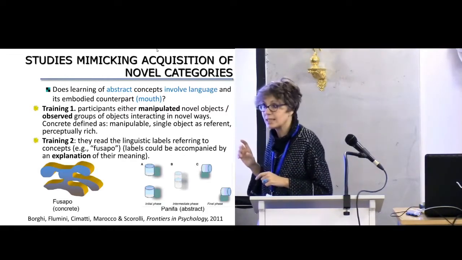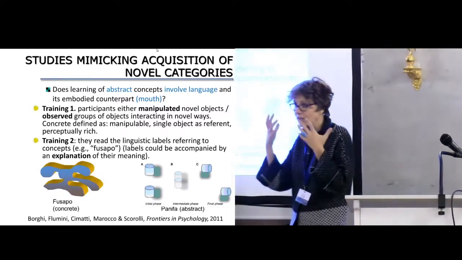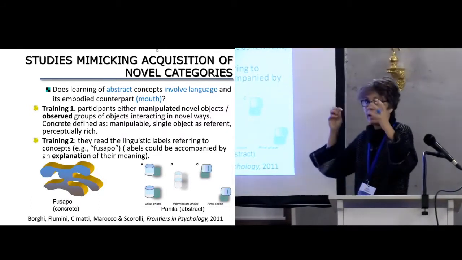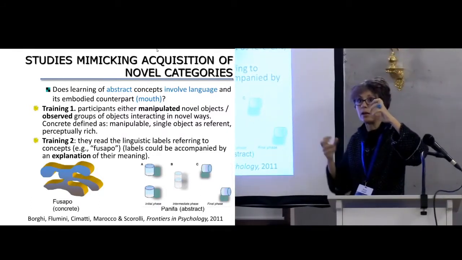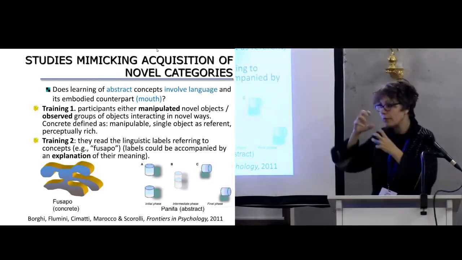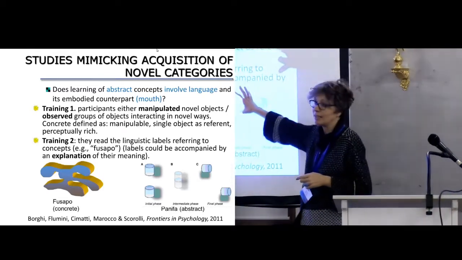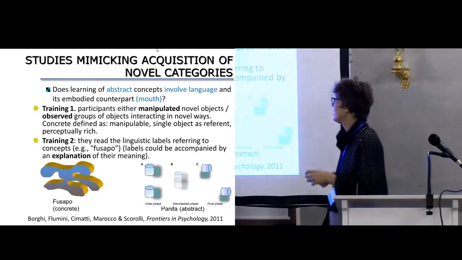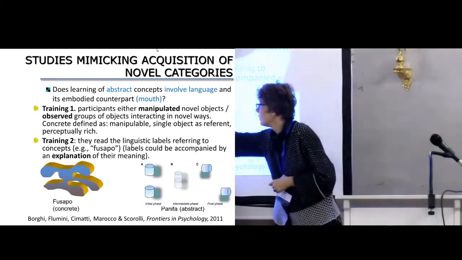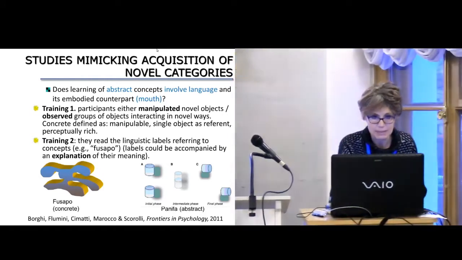Participants were shown objects that could be concrete, so novel objects with novel shapes, very rich in perceptual characteristics, or abstract, so elements that collapsed together, not single elements, and formed new movements or relations. In one case, they had to manipulate them with a mouse. In the other, they had simply to observe these new relations. Then they were given a new word, assigned to both concrete and abstract concepts.